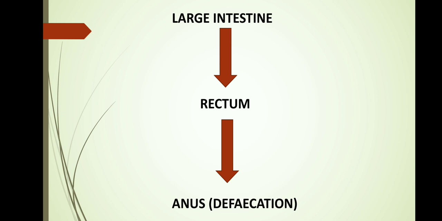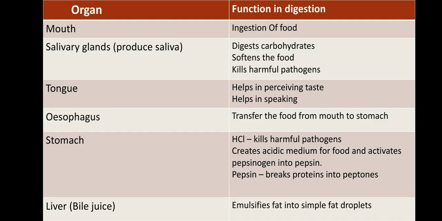Now let's have a quick recapitulation about the entire process of digestion. Here I have made a tabular column where you'll have the organs which are involved in digestion on one side and the function of these organs in digestion on the other side. So first, mouth. In the mouth we ingest the food. Next is the salivary glands. The salivary glands will produce saliva which helps in the digestion of carbohydrates. Saliva also has enzymes which will help in killing all the harmful pathogens.